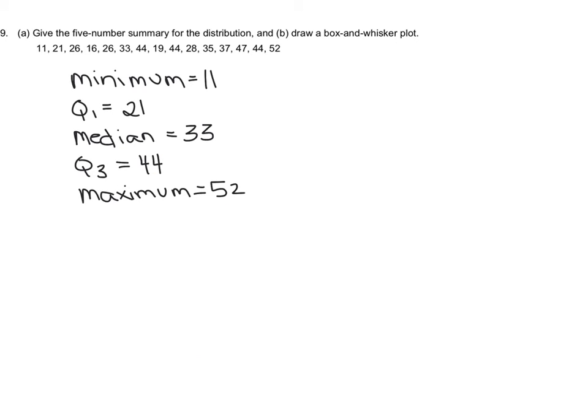Now I'm going to draw a box and whisker plot. And the box and whisker plot is just a way to represent the 5-number summary. To draw the box and whisker plot, first draw a horizontal line. On the left end of the horizontal line, we're going to write the minimum, which is 11. On the right end of the horizontal line, we're going to write the maximum.